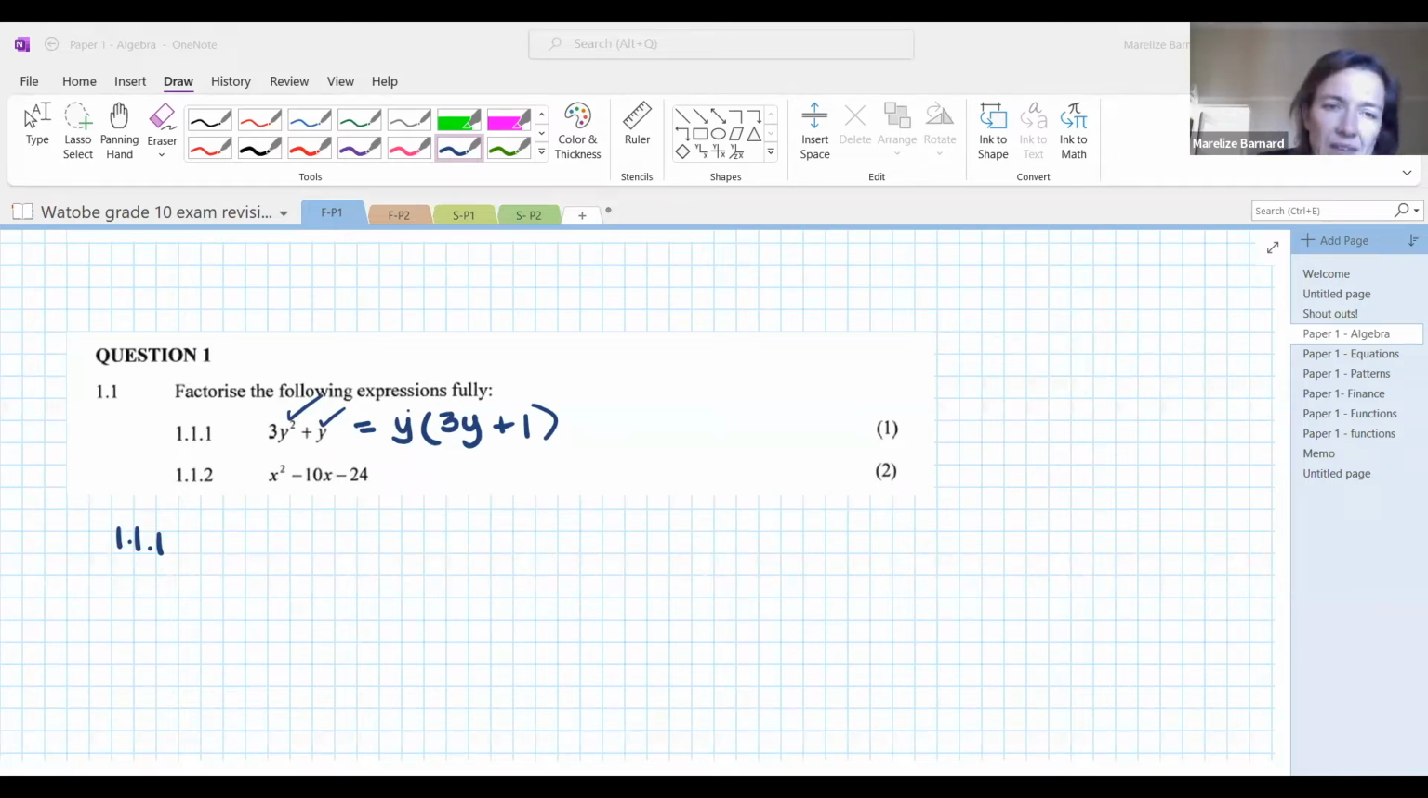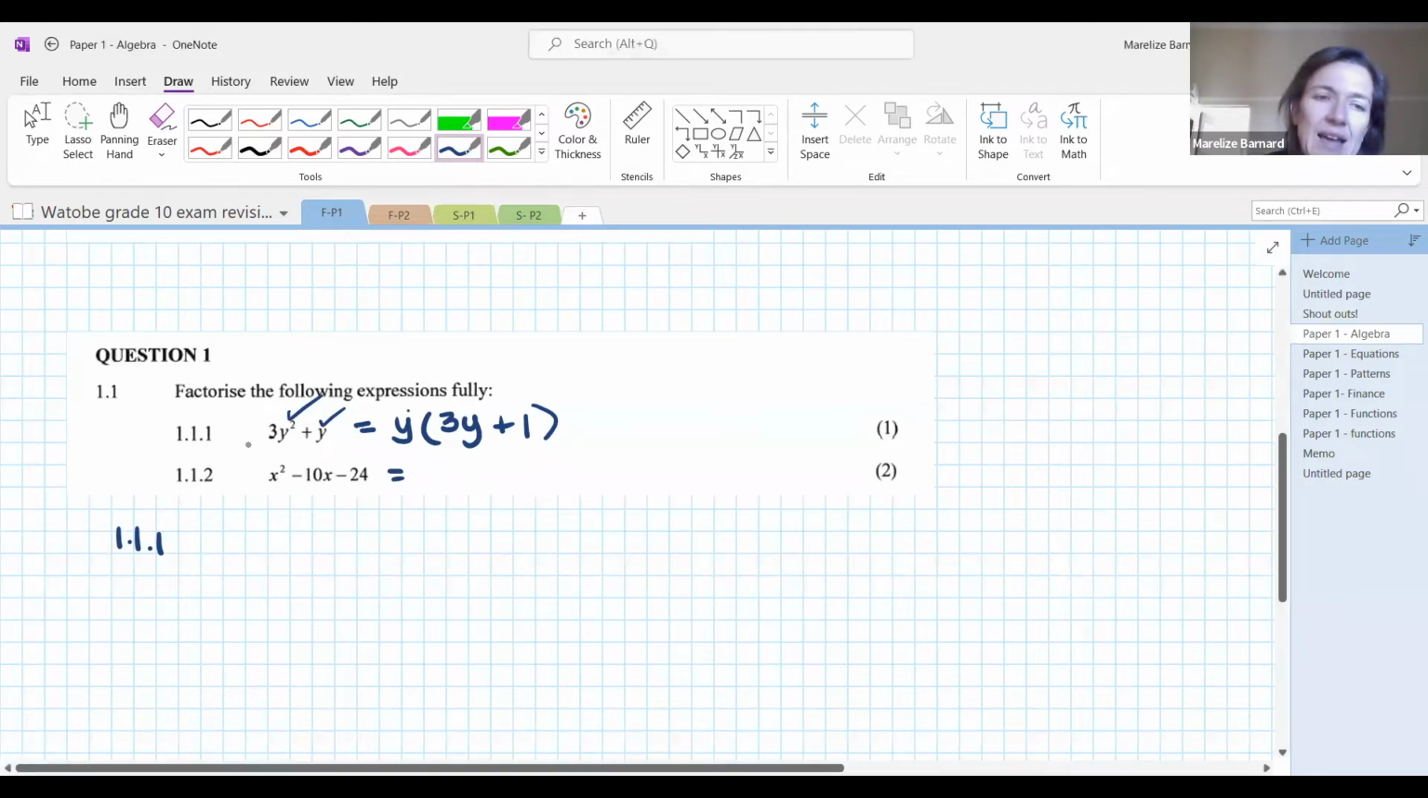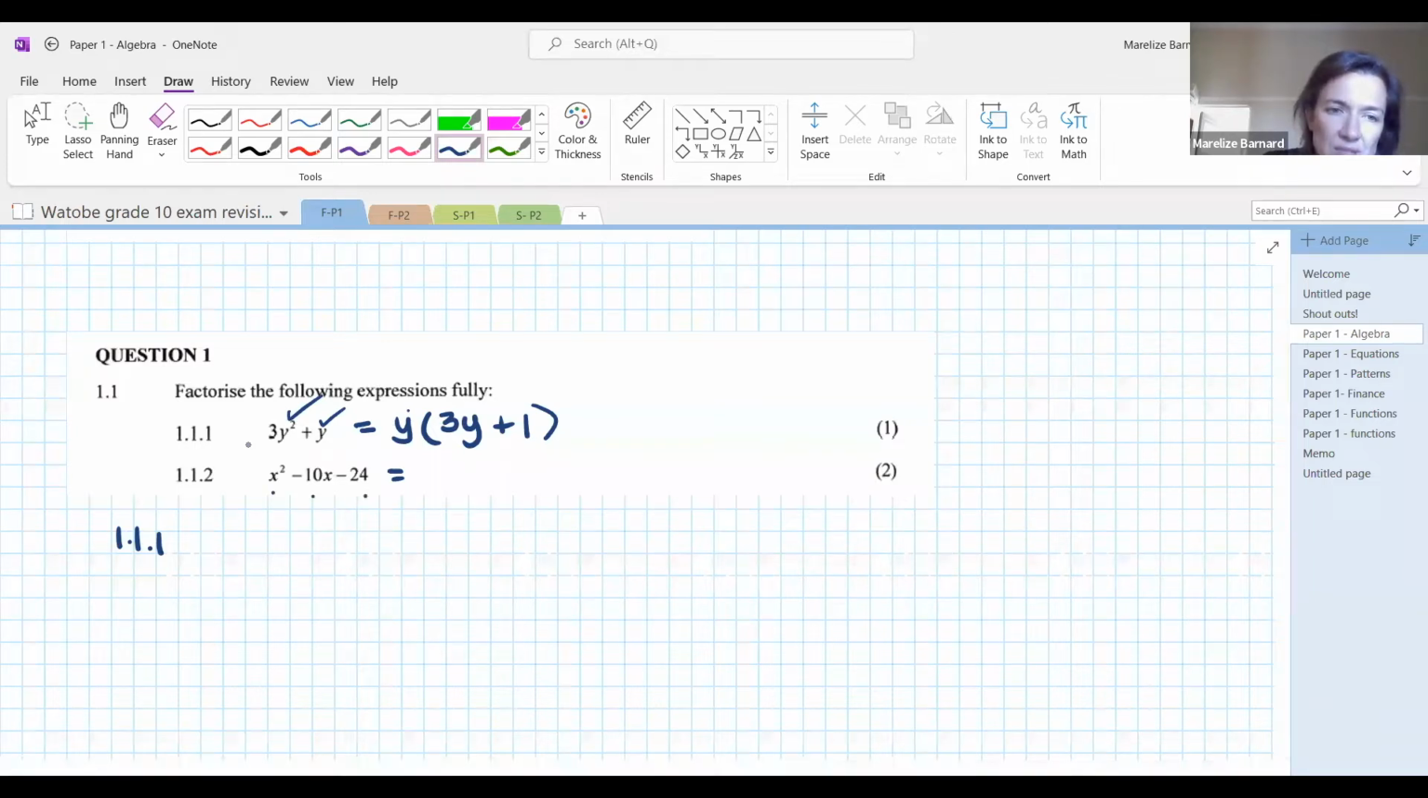Okay, so that was the first one. And the second one, we've got 1, 2, 3 terms. There's an x squared term and an x and then a constant. This makes it a quadratic. It's a quadratic when it has that x squared and an x term and a constant term. So this we're going to factorize by making 2 brackets. So x squared I get from x times x.